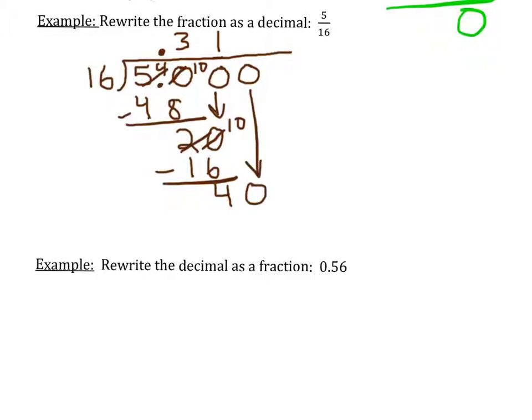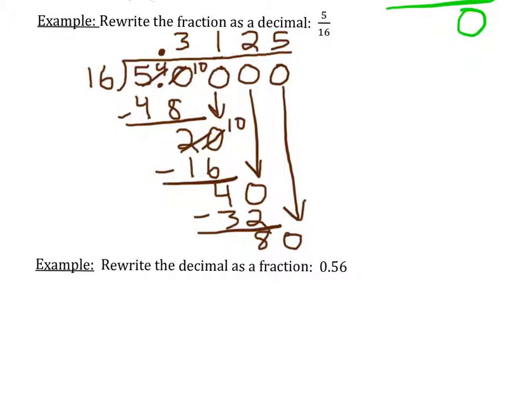16 goes into 40 at most 2 times. 2 times 16 is 32. Subtract that, I get 8. That's not 0, so I'm going to add another 0 and bring it down. And I want to see how many times 16 goes into 80. Well, 16 goes into 80 5 times. 5 times 16 is 80, and we get a remainder of 0.